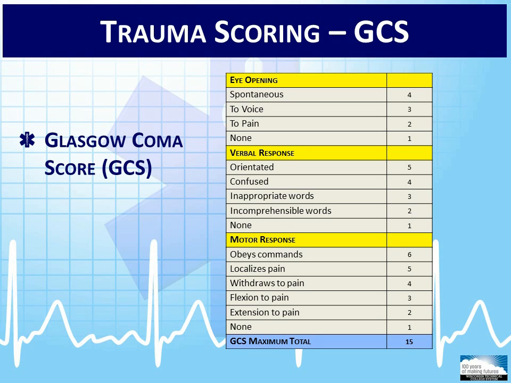within that age group. When assessing the verbal response category, coos and babbles are indicative of an oriented infant. Irritable cries are reflective of confusion, and crying only in the presence of painful stimulus is scored at a 3 for inappropriate words.